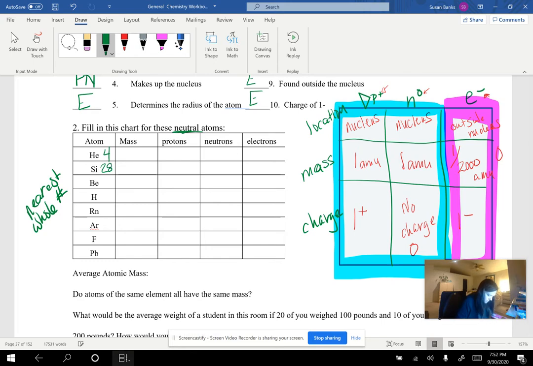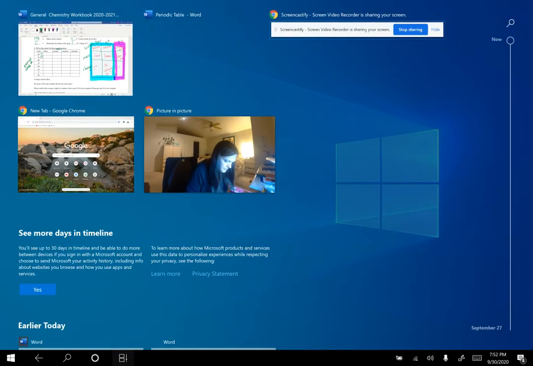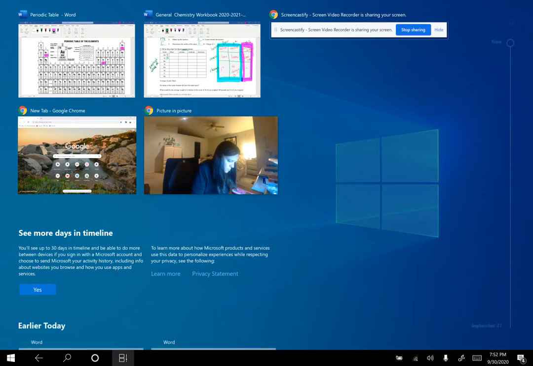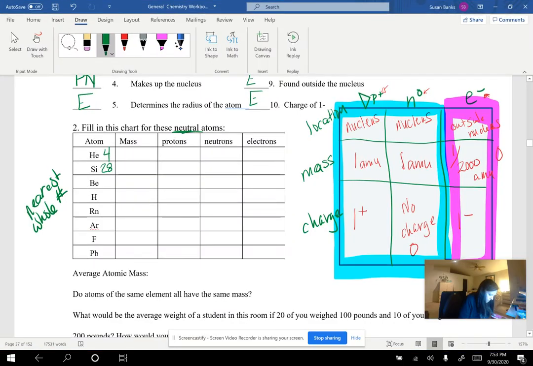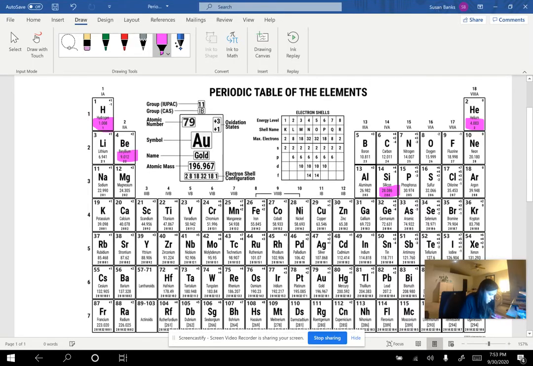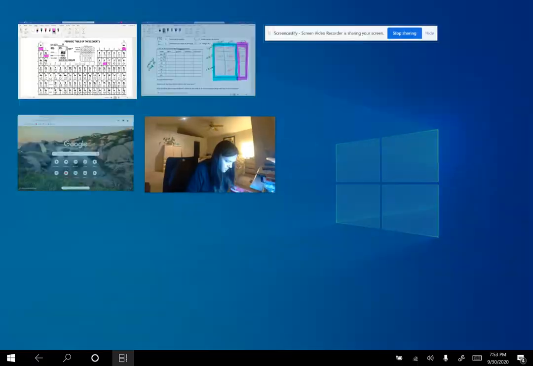So we'll put 28 for silicon. Beryllium, let's look here for beryllium. Beryllium's nearest whole mass is 9. So we'll put 9 for beryllium. Hydrogen, the nearest whole mass for hydrogen is 1. So we're going to put 1 for hydrogen.